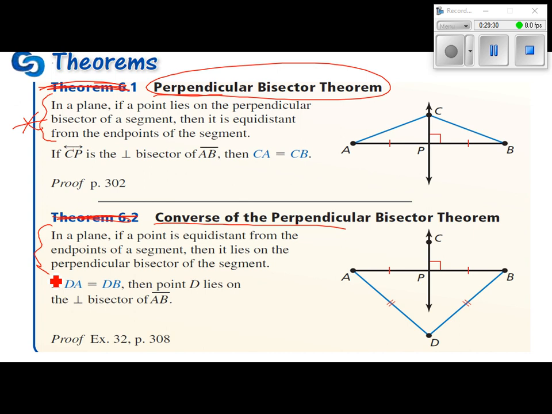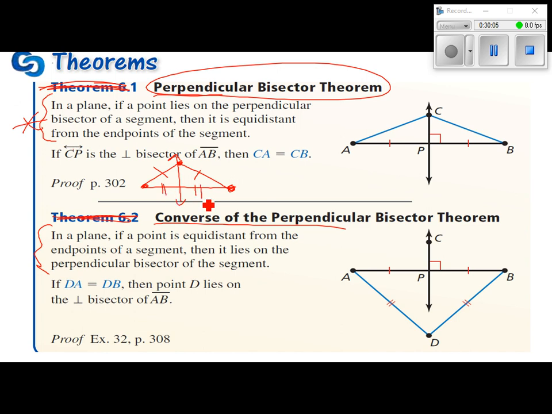The converse of that, what's converse do again? Switches the hypothesis and the conclusion. So the converse says, if I was to draw something like this, I tell you that these two lengths are the same. There's some line going down through here, if I could hit my point there. And I tell you that these two lengths are the same.